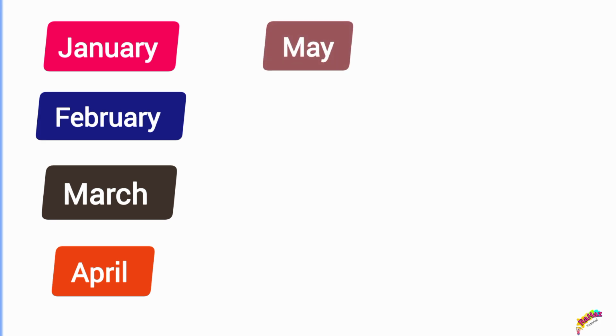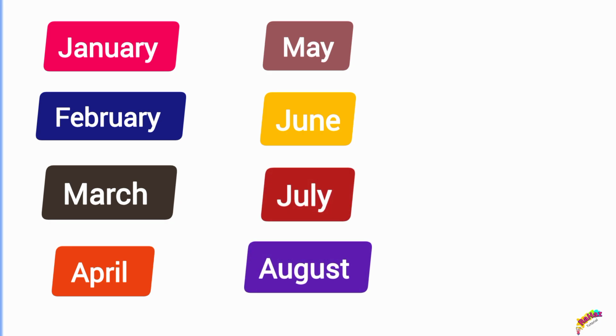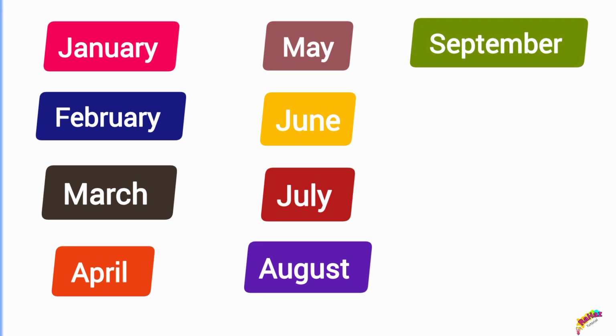Fifth month is May. Sixth month is June. Seventh month is July. Eighth month is August. Ninth month is September.